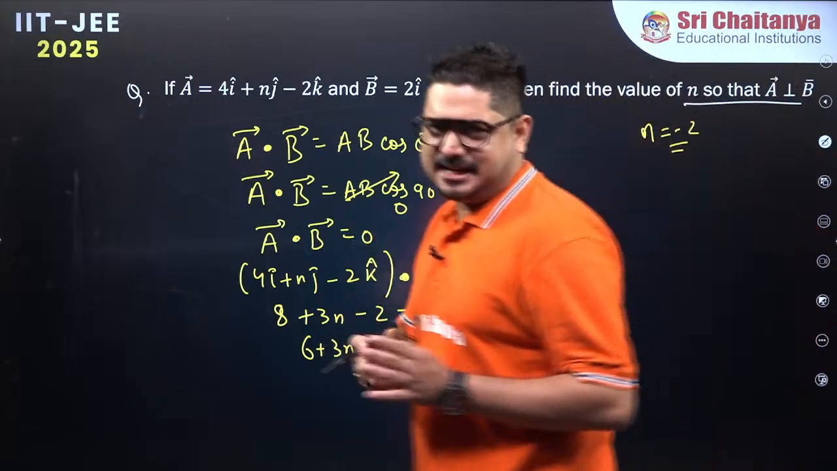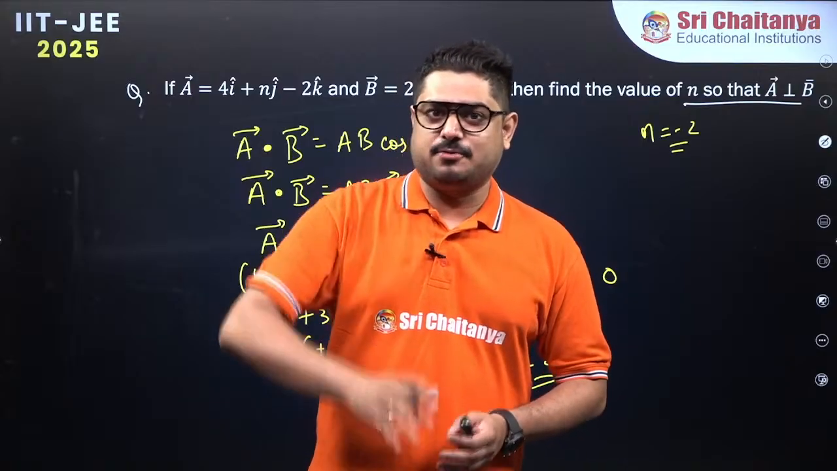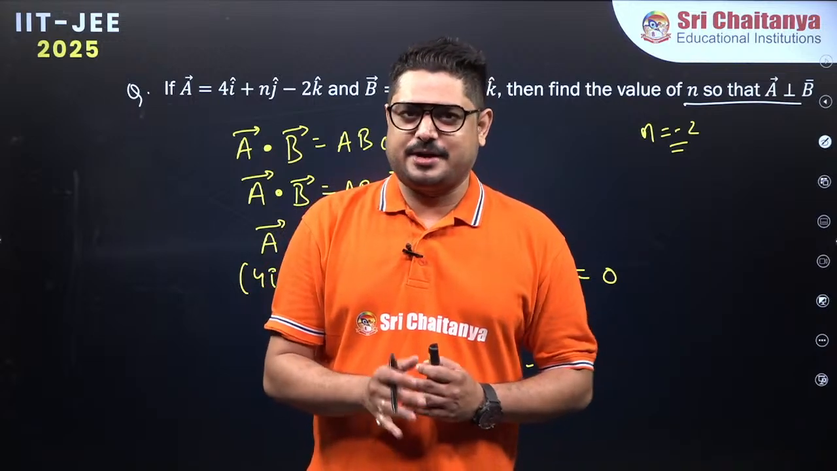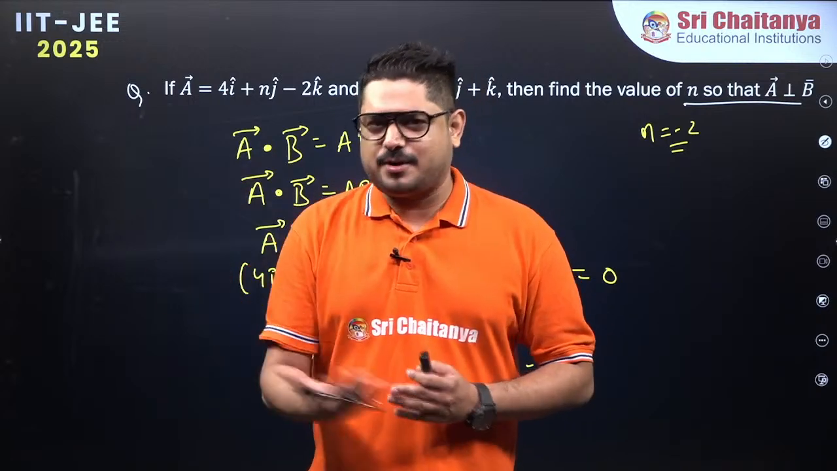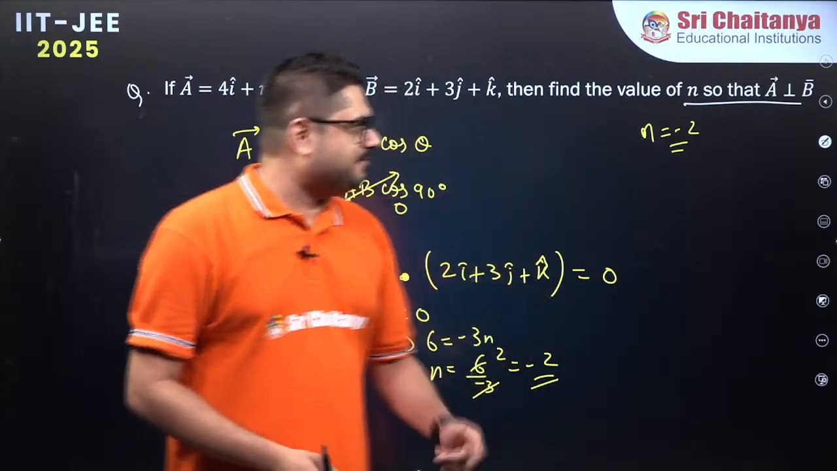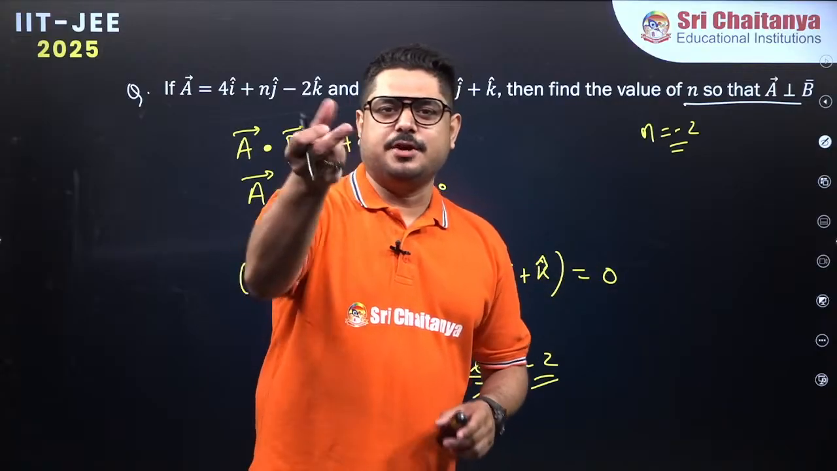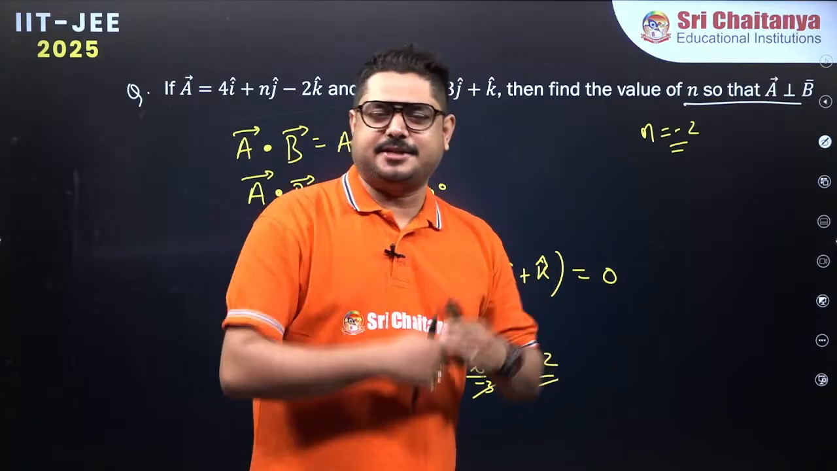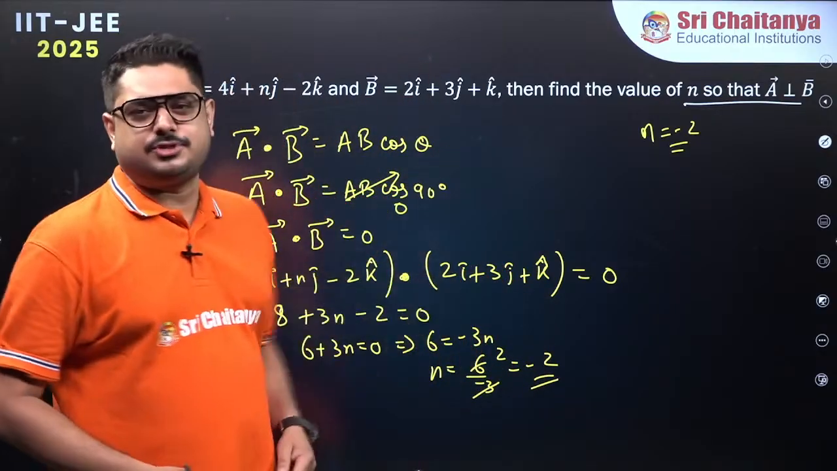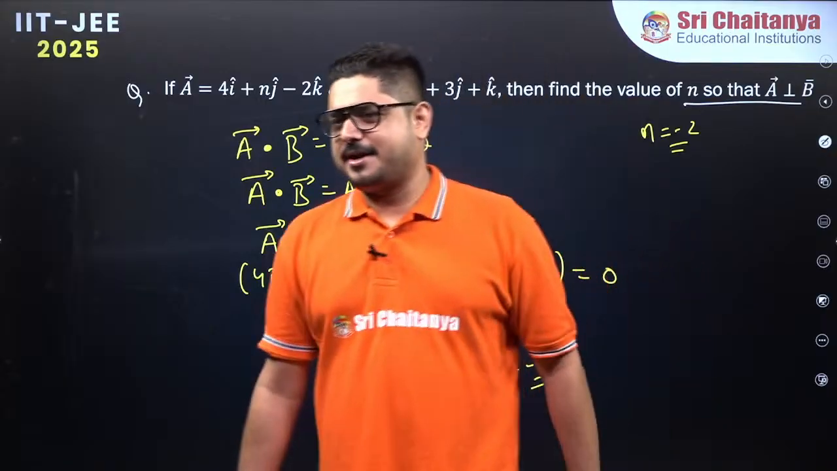Whenever you get this type of question, find the value of n, find the value of m. There are previous year JEE Main questions as well. I will ask you to solve those questions once I display them in front of you all. But now you are already aware of the concept: whenever you are asked to find an unknown in a vector when they are perpendicular, you need to use A dot B is equal to 0, that is AB cosine of 90. That's what we have to do here.